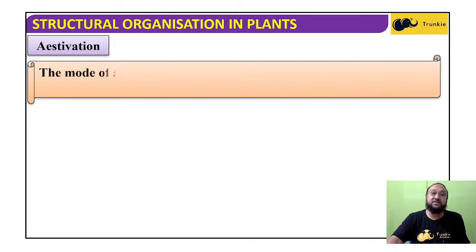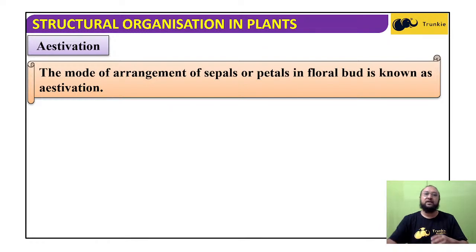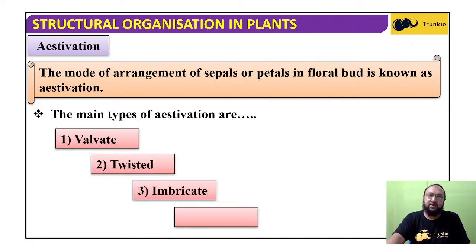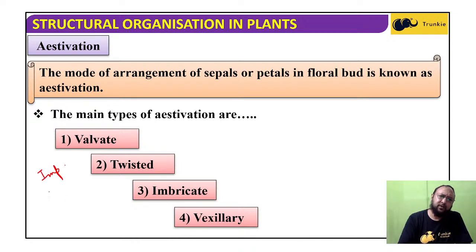Now here you can see estivation. What is estivation? The mode of arrangement of sepals or petals in a floral bud is known as estivation. How they are arranged, in what manner, the pattern of the arrangement of sepals or petals, it's called estivation. The main types of estivation are valvate, twisted, imbricate, and vexillary. Now this is also very, very important for the exam.